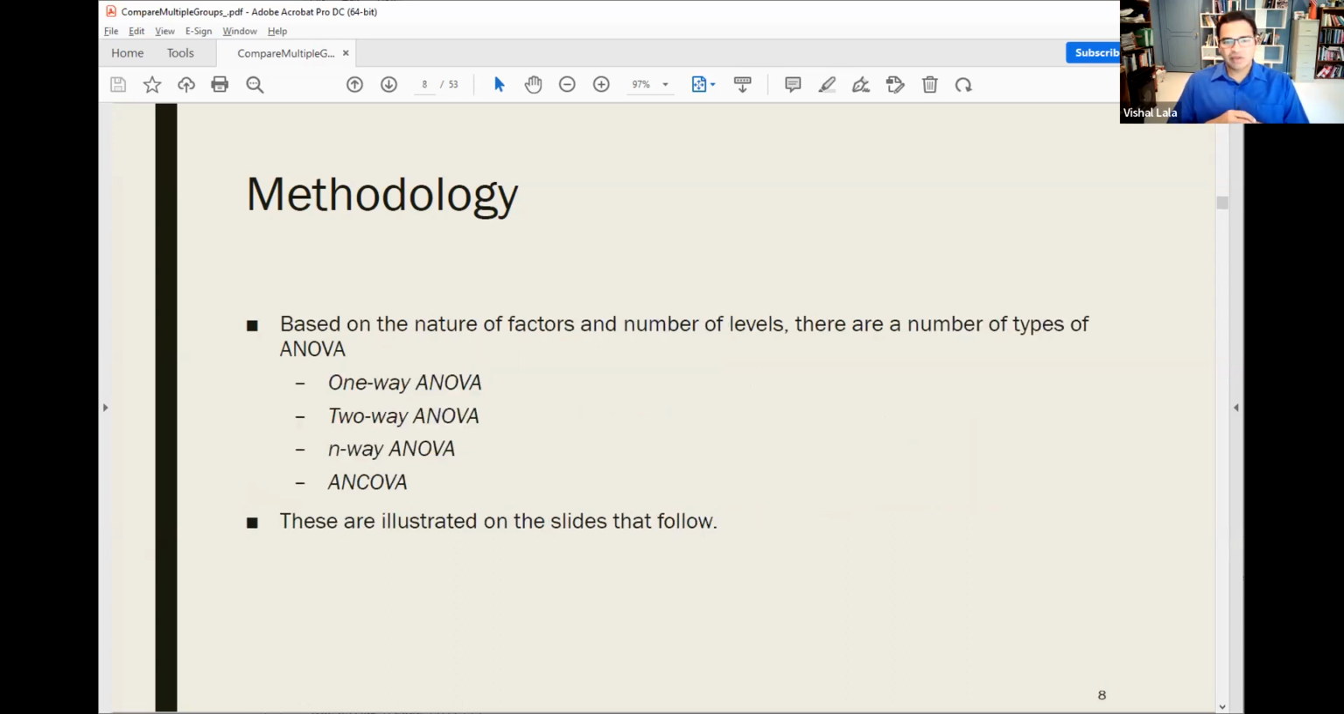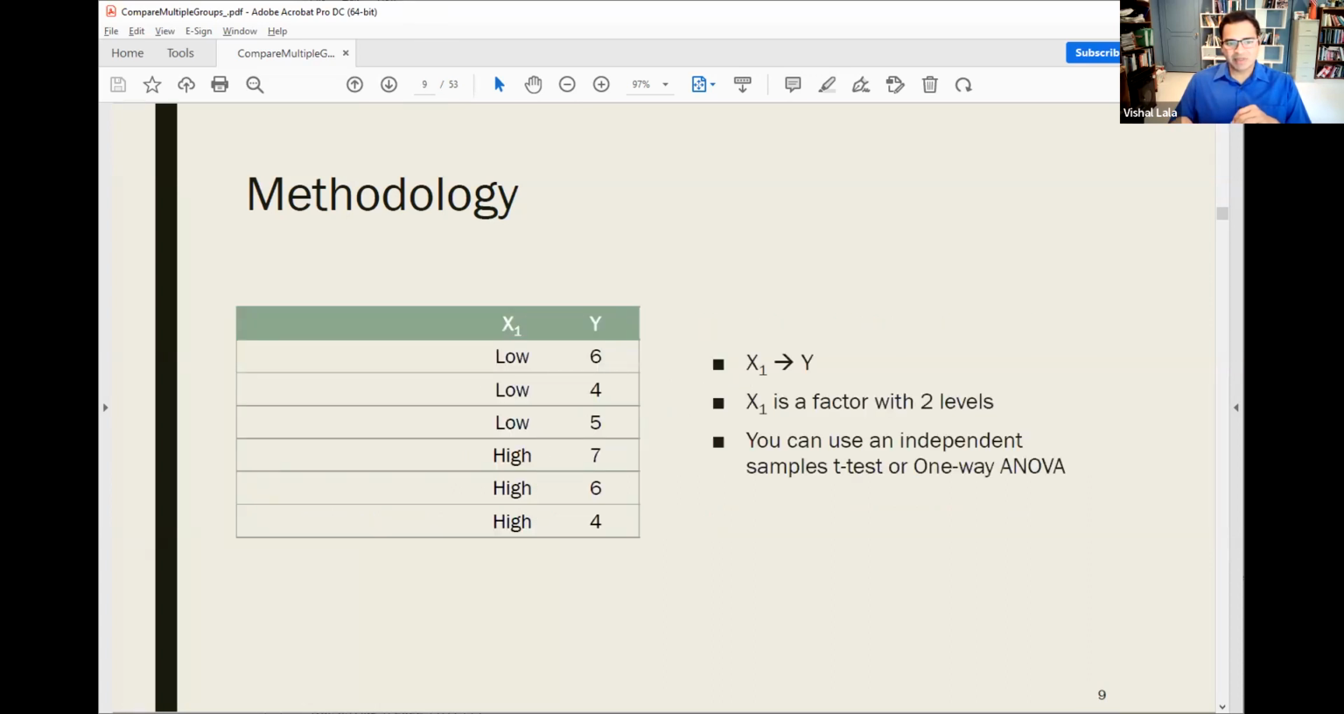Based on the nature of factors and number of levels, there are a number of types of ANOVA. These include one-way ANOVA, two-way ANOVA, and so on, as generalized as n-way ANOVA, or ANCOVA. Let's look at an illustration of the various types with these two examples.